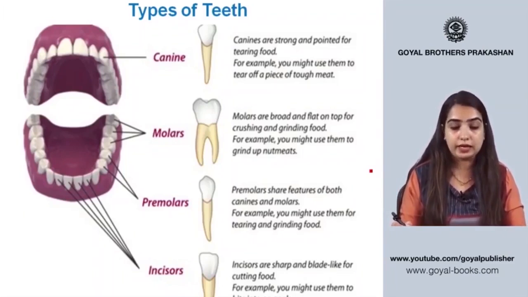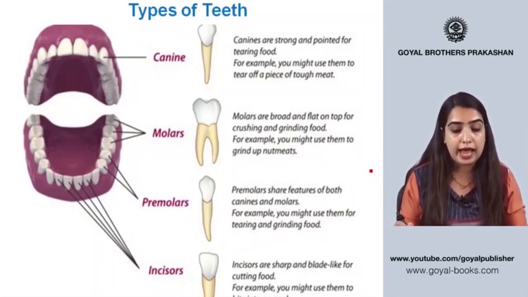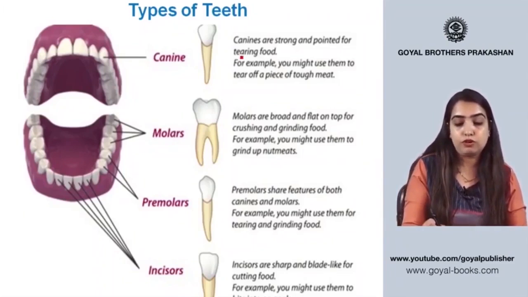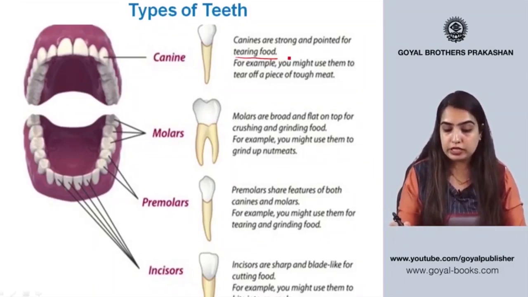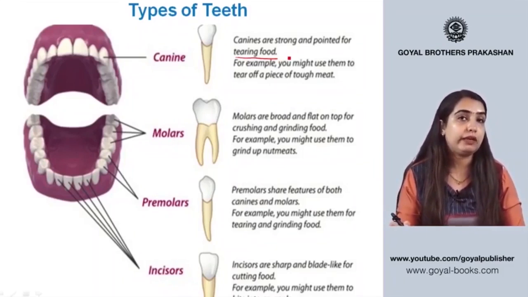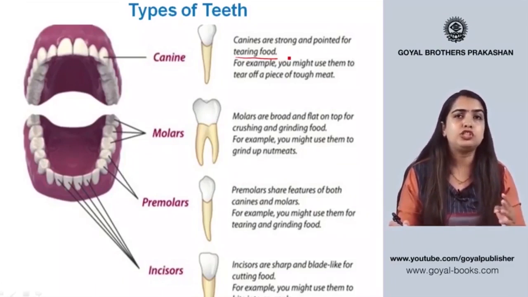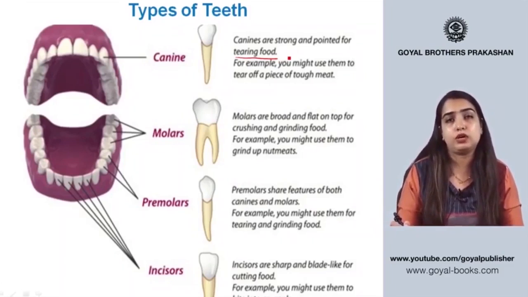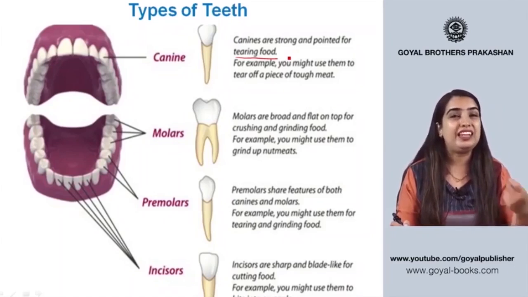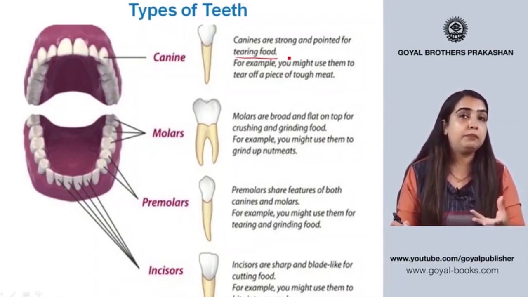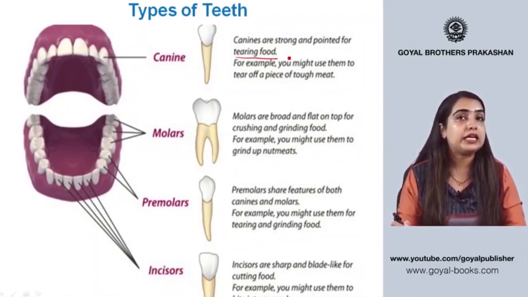Let's begin with canines. Since they are strong and pointed, they're used for tearing food. For instance, you might use them to tear off a piece of tough meat. It's not just meat that we talk about, it is just an example to make you understand that canines are essentially used for tearing food.